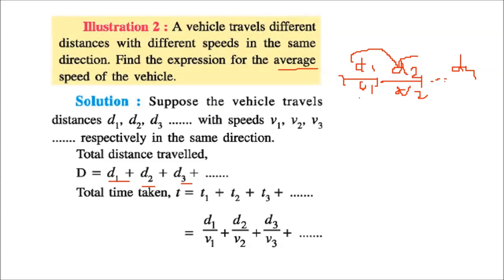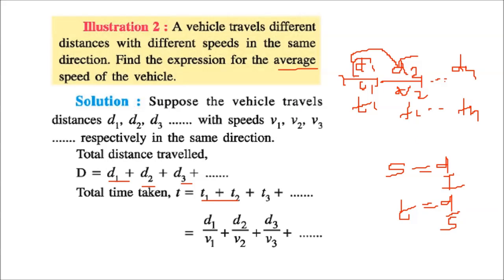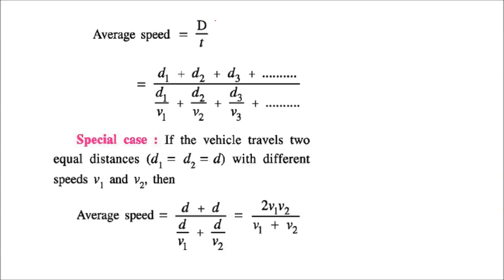Total time here t1, here t2, till time tn. So let us add the time. We know speed equals distance by time, that is, time equals distance by speed. So in this case, time t1 will be d1 by v1. Again t2 will be d2 by v2, and like this it goes on. Average speed is what? Capital D by t. Capital D is simply the addition of all the distances, and the time we just found out to be d1 by v1 plus d2 by v2 plus d3 by v3 till dn by vn.